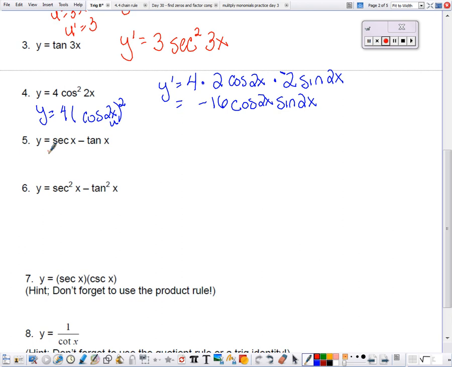Okay, so for 5, the derivative of secant is secant tangent, and minus, and the derivative of tangent is secant squared x.